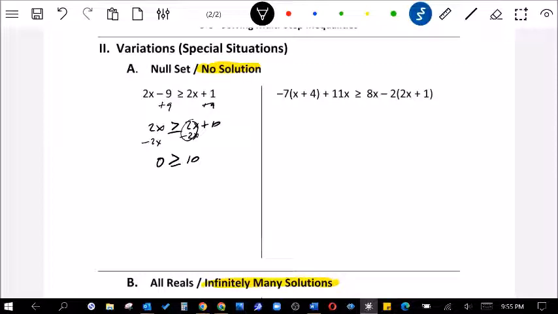I shouldn't have said x, it's 0. 0 is not less than 10, it's not equal to, or greater. Okay, excuse how I said it. This is showing greater than. 0 is greater than 10. That's not true. So if it is a false statement, that means we say no solution.